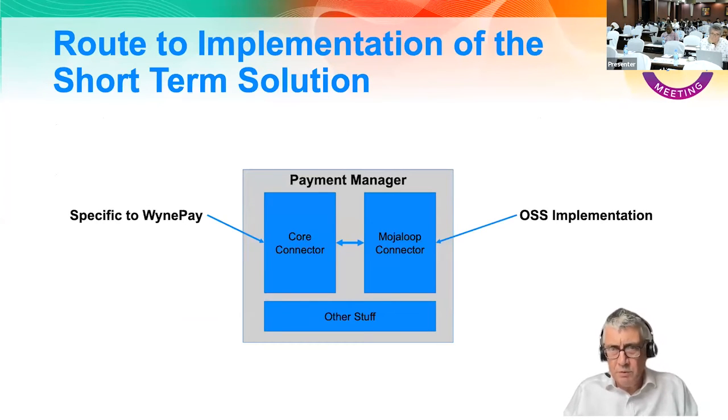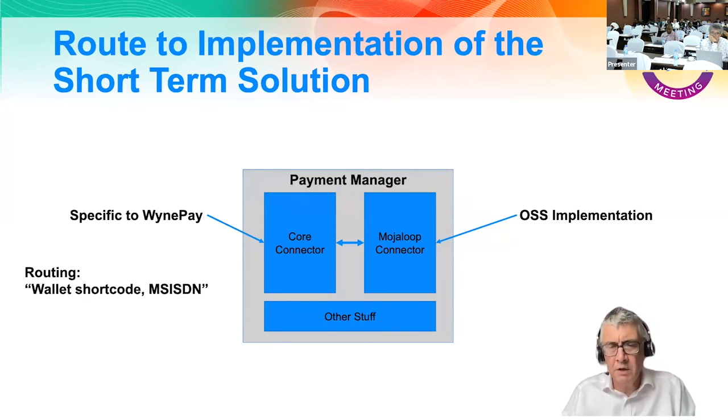So, as you will have gathered, there's a core connector element of Payment Manager, which is specific to WinePay. And there we're going to handle the stuff which is about routing of bulk payments according to the aliases that the WinePay deployment supports. And then there's the Mojaloop connector side of bulk payments, which is all about the open source. And this development of the short-term solution will form part of the OSS implementation.